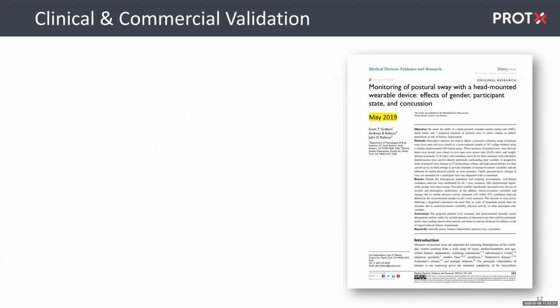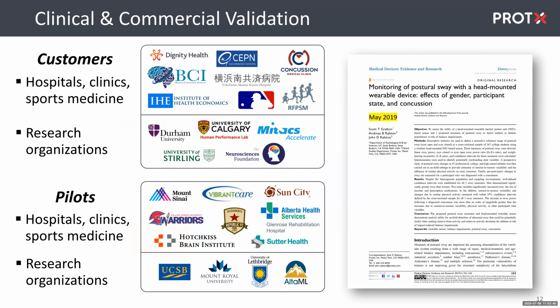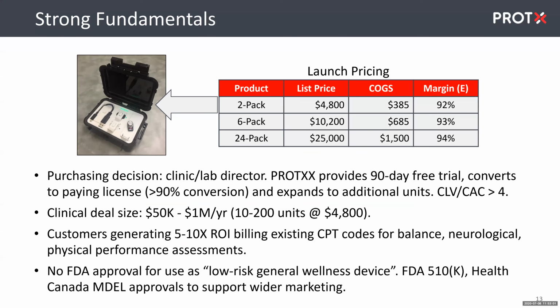Our first peer-reviewed study came out in May of 2019, following which we launched the first commercial release of the Protxx platform to paying customers. And today we have over 20 customers and pilot deployment partners in the US, Canada, UK, and Japan, all utilizing the Protxx solution in hospitals, rehab clinics, and sports medicine to improve patient management and outcomes for a range of neurodegenerative medical conditions resulting, again, from age-related disorders, injuries, and disease.